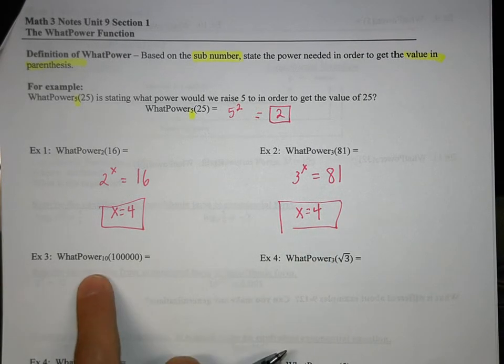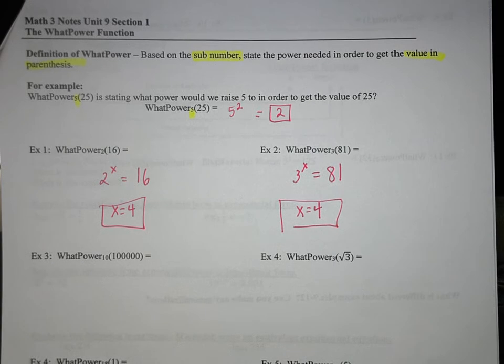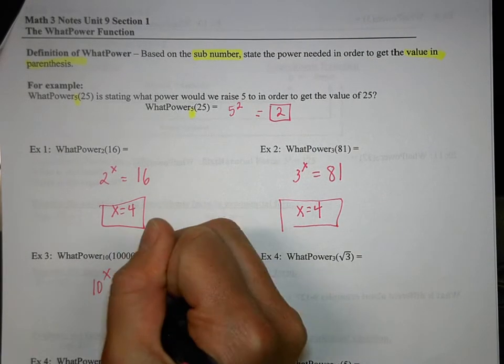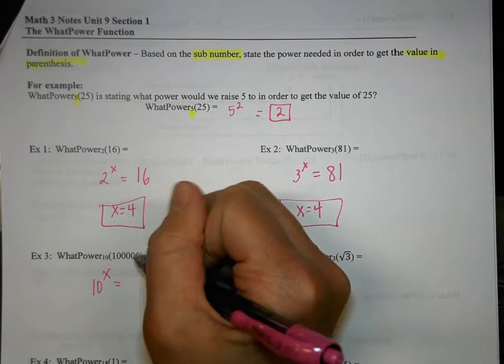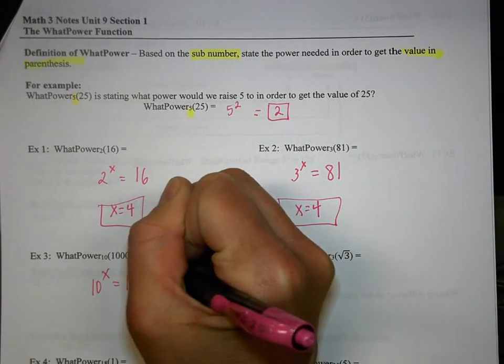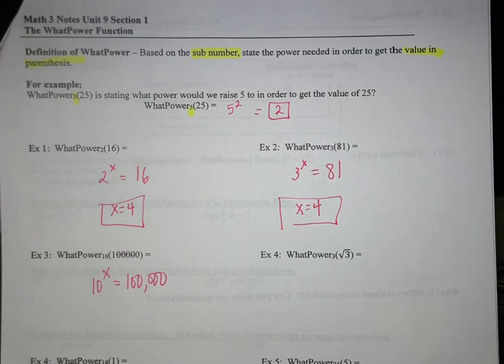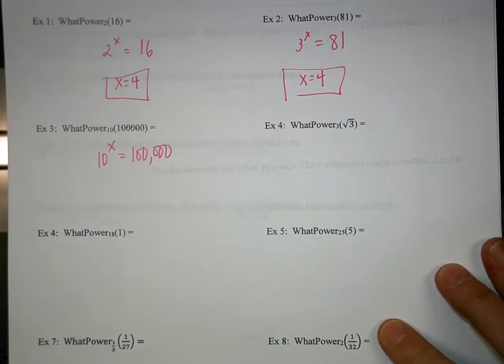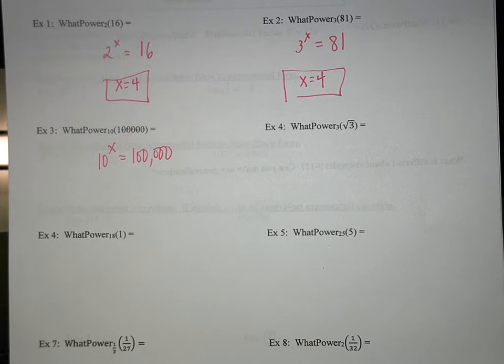Okay, on this one, this is saying what? 10 to something equals, this is 100,000 it looks like. So how many zeros are there? 5. So therefore, X equals what? 5.